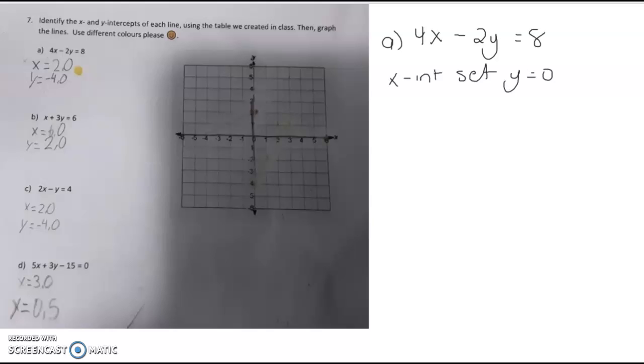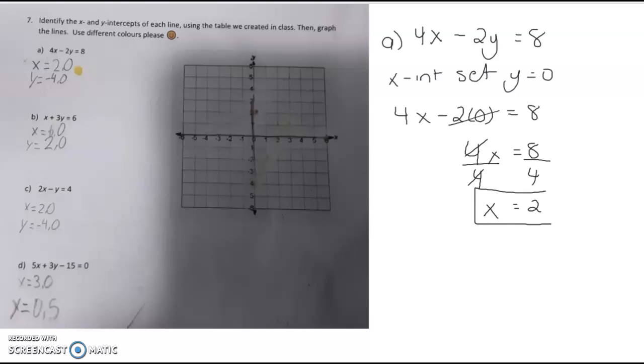So it's going to be 4x minus 2 times 0 equals 8. So we have 4x equals 8, because negative 2 times 0 is 0. Now to solve for x, you divide by the number in front, so we divide by 4 on both sides. 4 divided by 4 is 1x, 8 divided by 4 is 2. So this first point, x is 2 and y is 0. You have that up here, you just put your brackets on there.